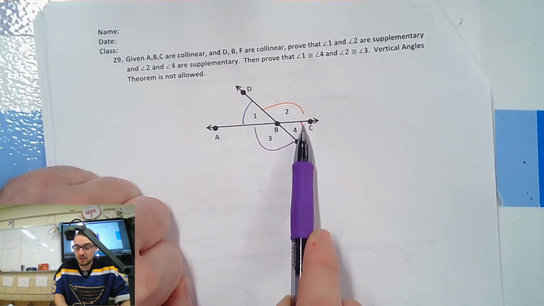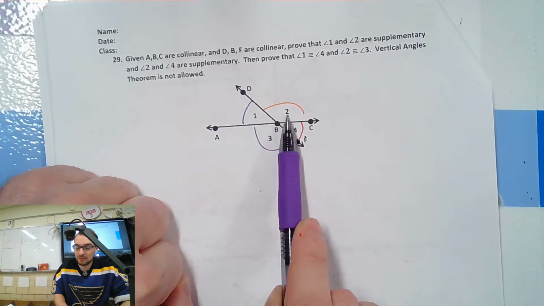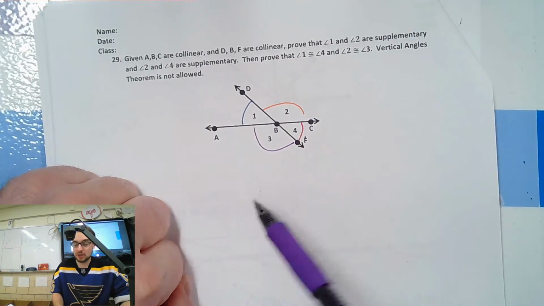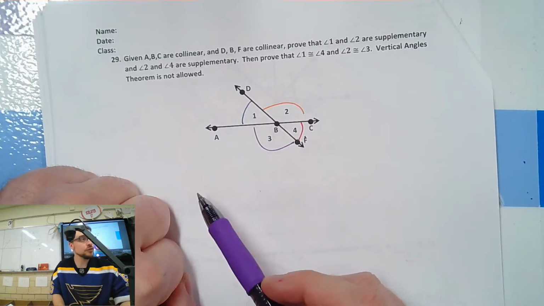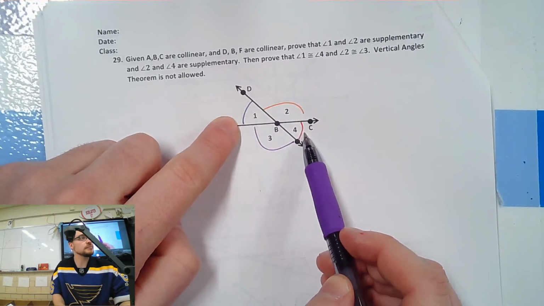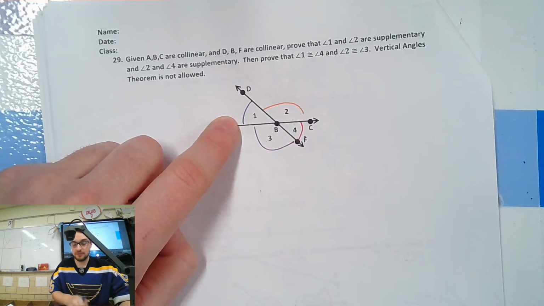2 and 4 are supplementary by linear pair theorem, which means they both add up to 180, which means they equal each other. So 1 and 2 equals 2 and 4. Subtract angle 2 from both sides, and 1 and 4 are the same. It's basically what we did on the last page.